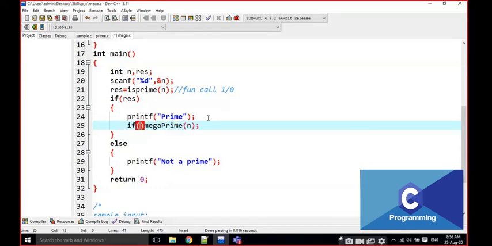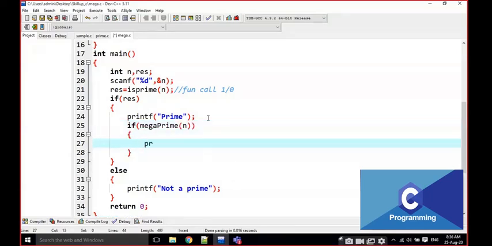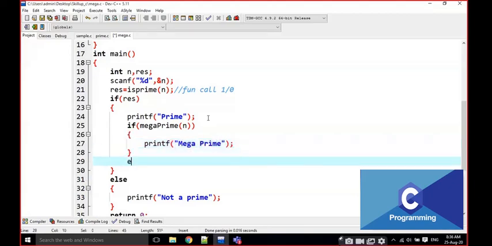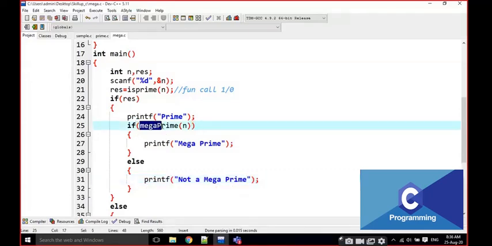Here, if mega prime, printf %d more %d mega prime, that's it. Else, printf not a mega prime. Here I am writing a simple condition, a simple function call. This is the function call.